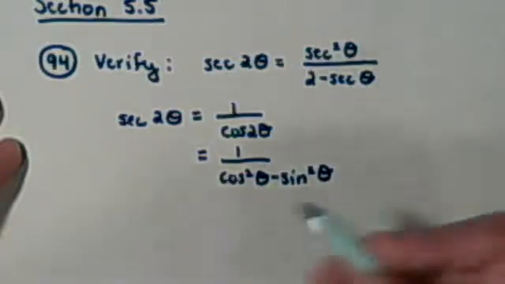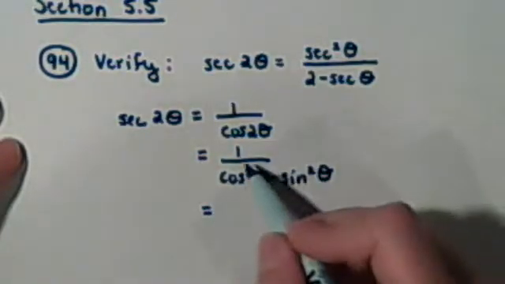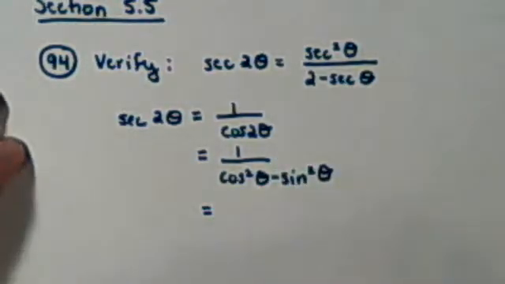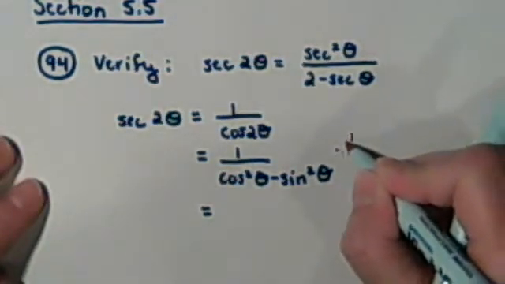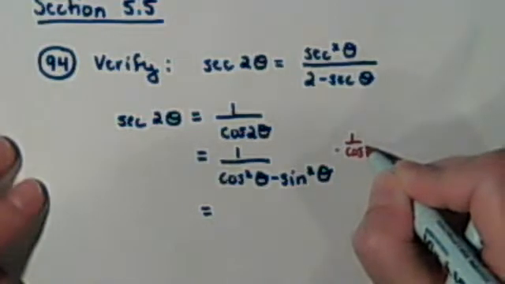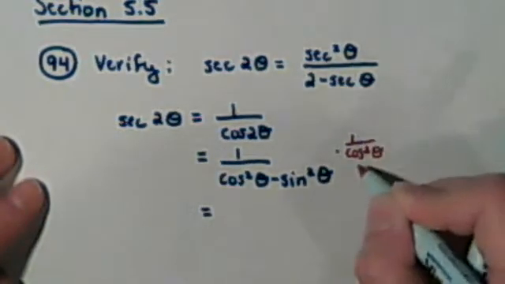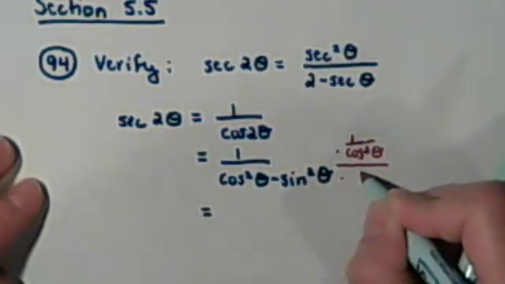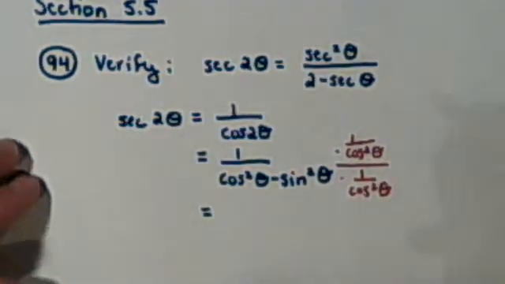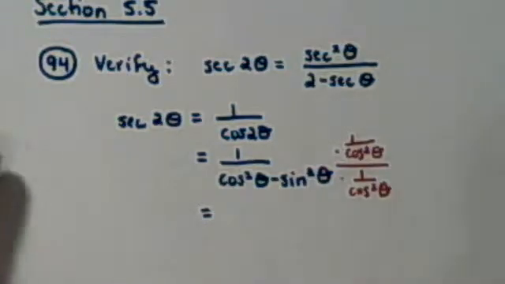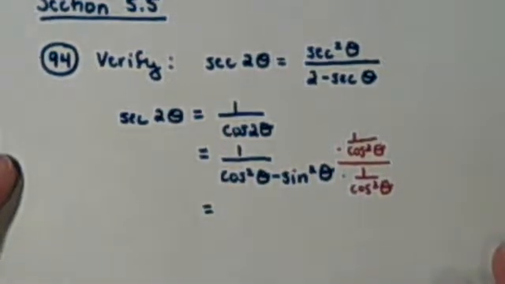Well, this is a little bit different approach in that I want to multiply both the top and the bottom of this fraction by 1 over cosine squared theta. Now again, anything I do on top, I can also do to the bottom. Now that's a little bit unusual and not something I think we've done before.